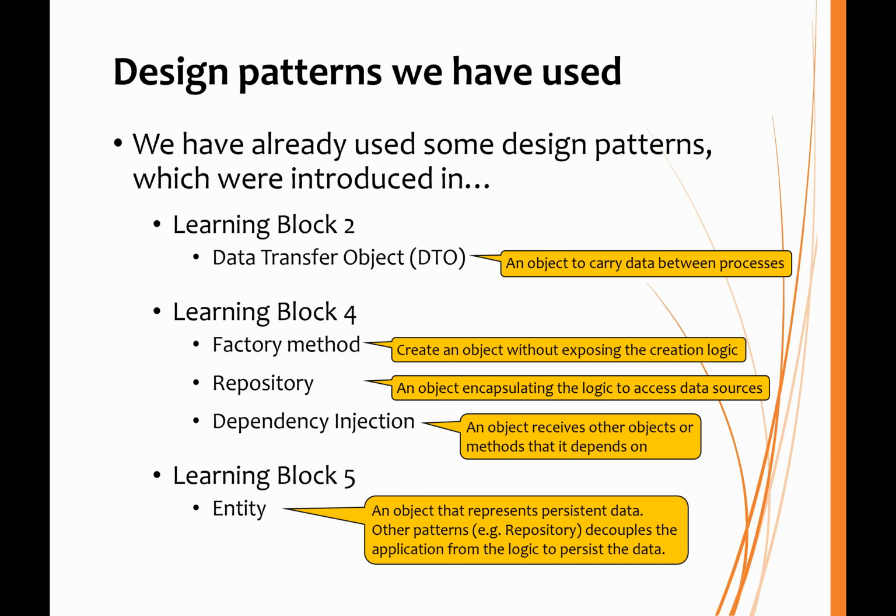In this module, we have already used some design patterns. Even though I might not have called them design patterns, that is what we were using. In Learning Block 2, for example, we started to use data transfer objects to carry data between processes. In Learning Block 4, we introduced a factory method, which is used to create an object without exposing to other classes the code for creating that object. We also introduced the repository pattern and dependency injection. And then in Learning Block 5, we introduced the entity pattern. So here already are 5 design patterns that we have been using on this module.